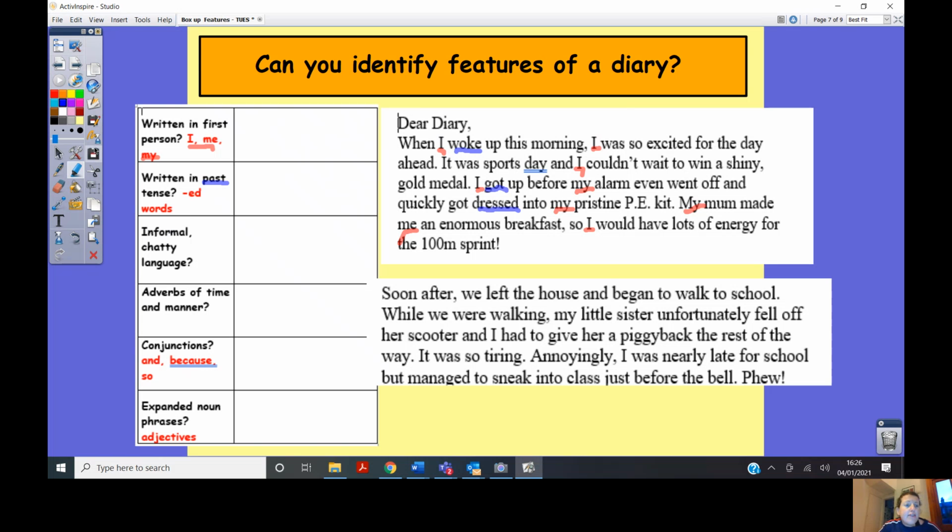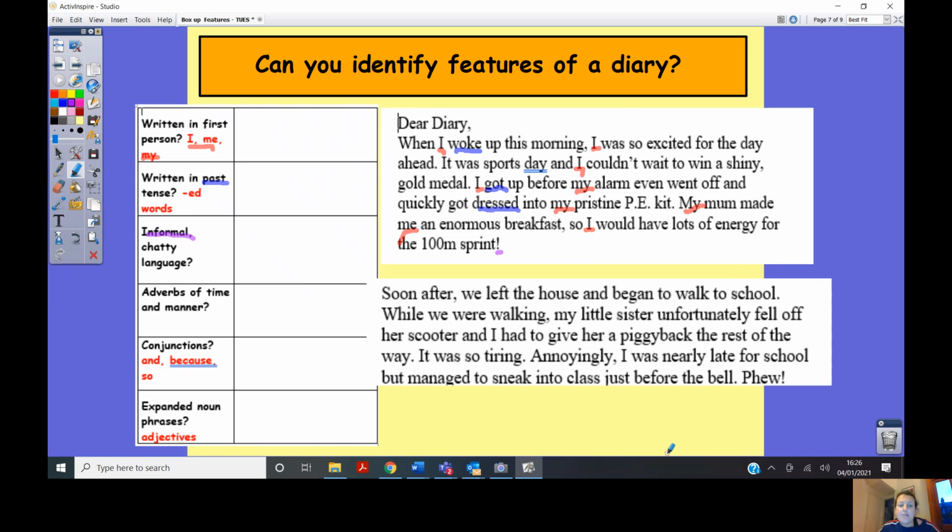Then the next thing is informal chatty language. Some people will sometimes call their diaries "dear old friend", as they're another friend to them. So informal chatty language. There's lots of different aspects to that. So you've got, for example, here, an exclamation mark, kind of saying, oh my goodness, wow, I want to have lots of energy for the 100-meter sprint.